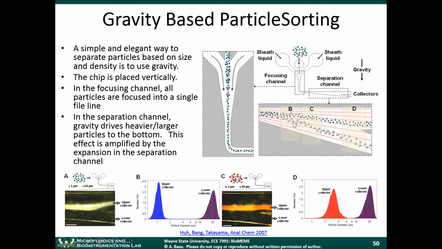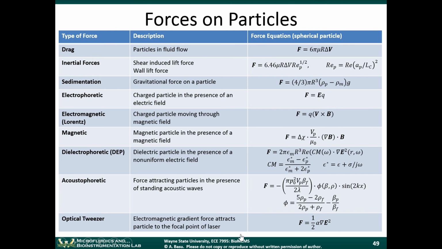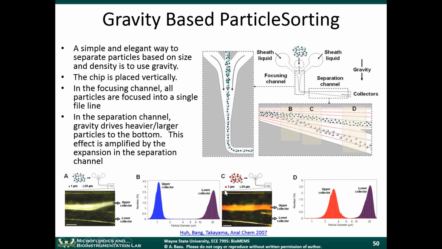At the same time, gravity is going to cause the larger particles to sink to the bottom of the channel. Gravity is in this direction. As a result, bigger particles will go towards the bottom outlet and smaller particles will remain at the upper outlet. This has been shown to be a very efficient method to separate particles by size: 3 micron versus 20 microns, 1 micron versus 20. These are diagrams showing the collection of particles in the upper versus the lower channel. So that's gravity being used.